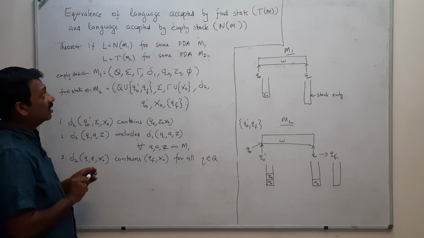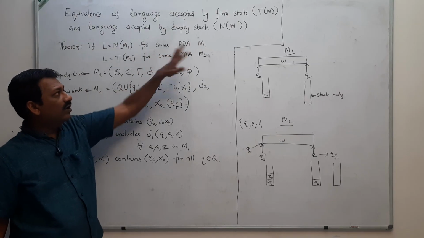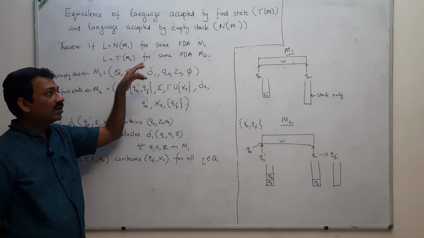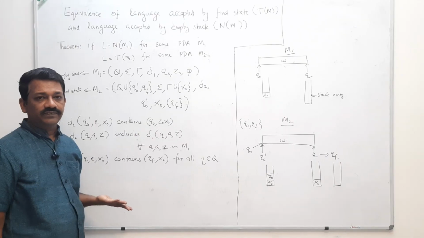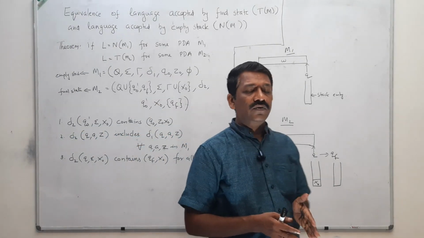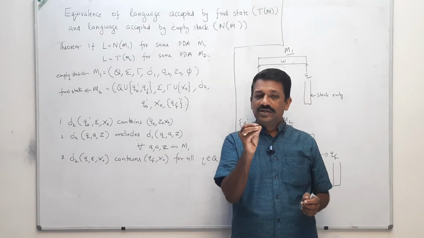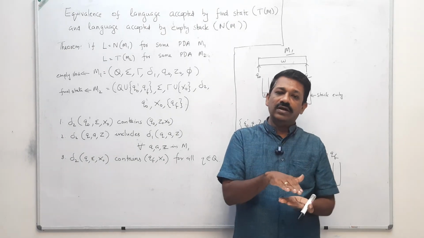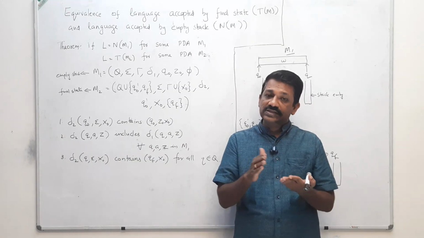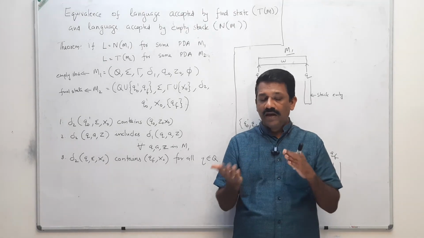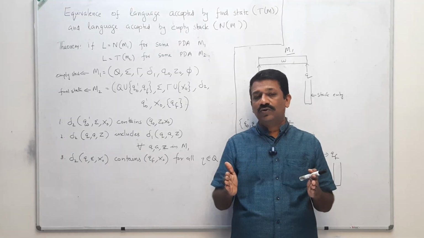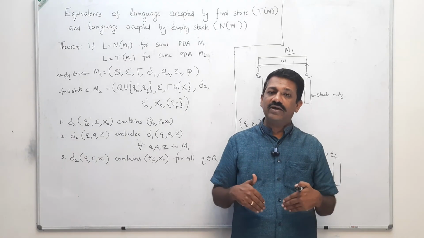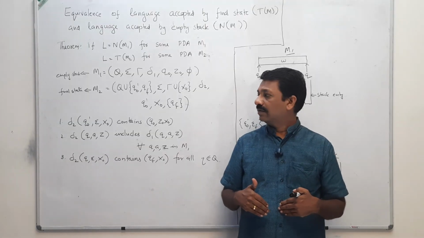That means if you have a pushdown automaton m1, or any pushdown automaton, which accepts a language by emptying the stack, there is an equivalent automaton which accepts the same language by final state. In this proof you have two parts. The first portion is: if you have a pushdown automaton which accepts a language by final state, you construct an equivalent automaton which accepts the same language by emptying the stack. And the second part of the proof is: if you have a pushdown automaton which accepts a language by emptying the stack, you construct an equivalent automaton which accepts the same language by final state. Okay, thank you.